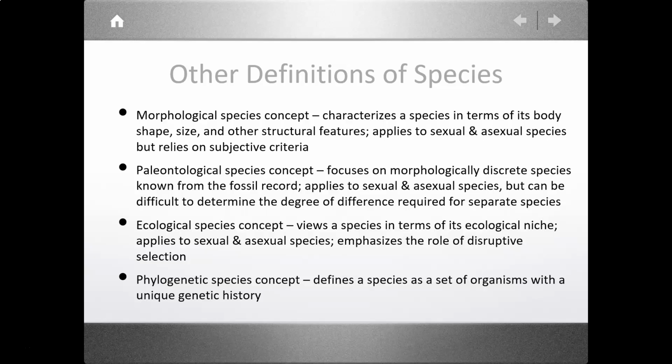We can talk about morphological species concept, where we're utilizing characteristics to determine a species based on its body size, its shape, other structural features. This one can definitely be applied to both sexual and asexual species. But just like anything else, it also has its own drawbacks and relies on a lot of subjective criteria.